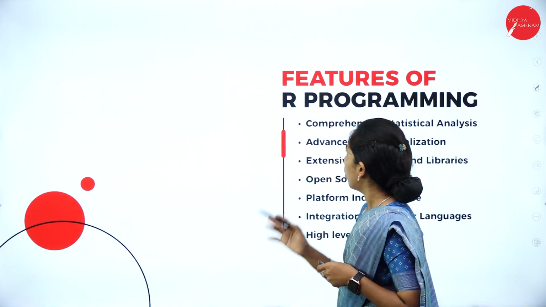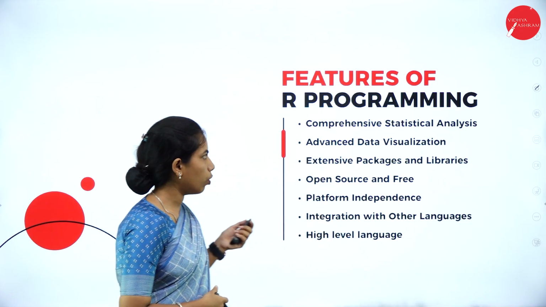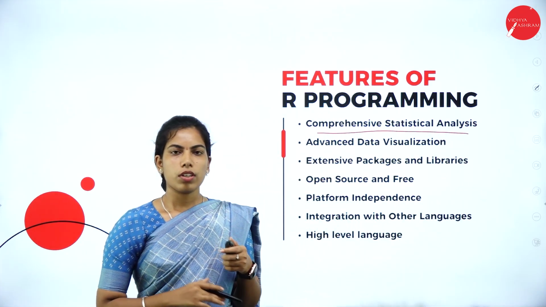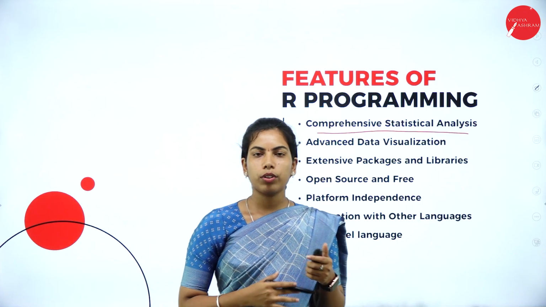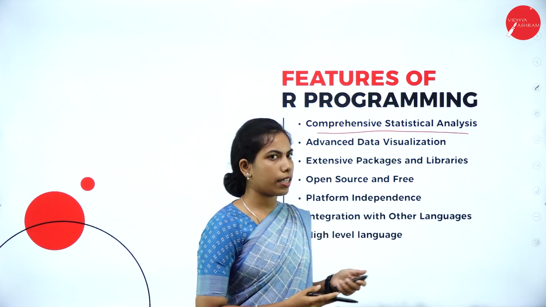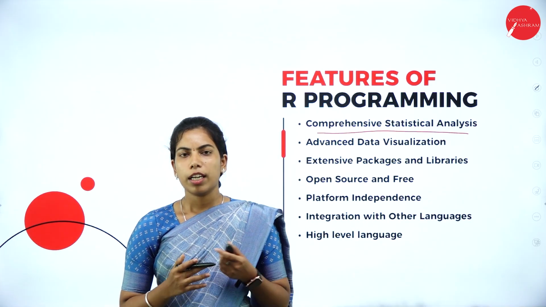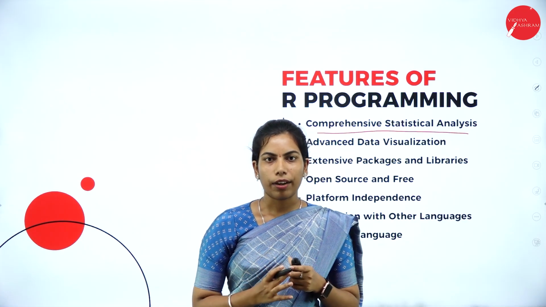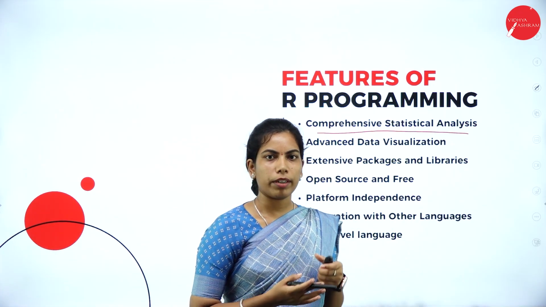Here you can see the features. Every language has its own features, right? So R has its own features. The first is comprehensive statistical analysis. Statistics is nothing but data analysis. For example, if data points are there, I have to analyze the mean, median, mode and other statistical measures. We can use R for statistical analysis. R is almost similar to Python. Python is also a high level language, because we can represent the data in a visual format rather than in a theoretical format.